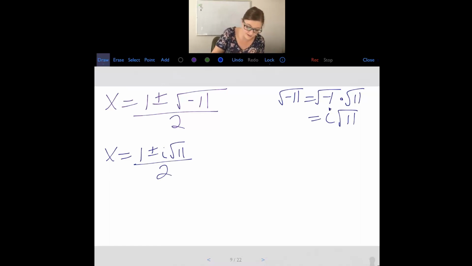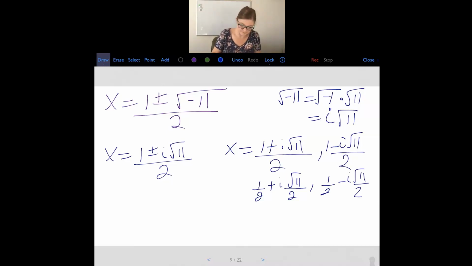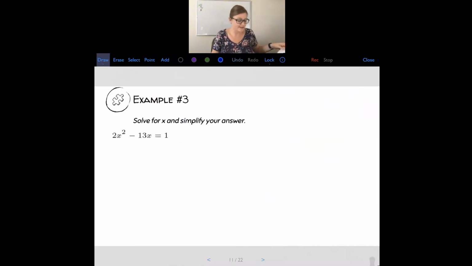So your two answers would be x is equal to 1 plus i square root of 11 over 2, and 1 minus i square root of 11 over 2, or this is the same as 1/2 plus i square root of 11 over 2. Any of those will work. Okay, solve for x and simplify your answer.